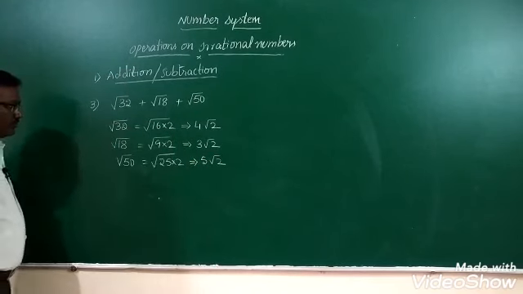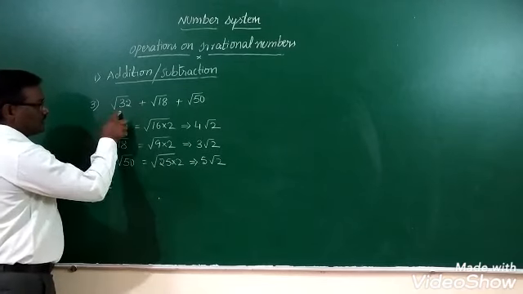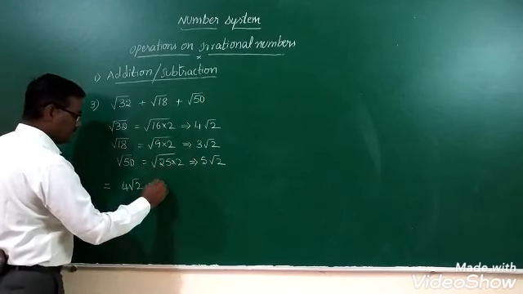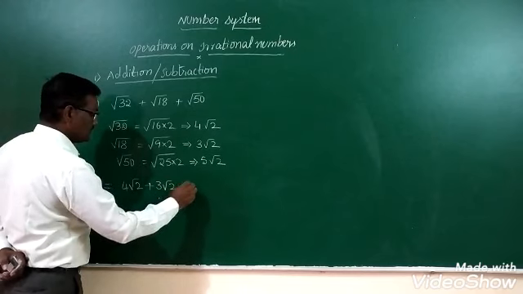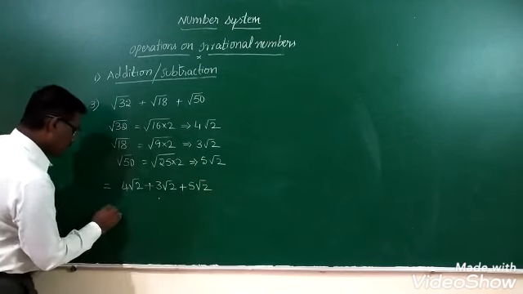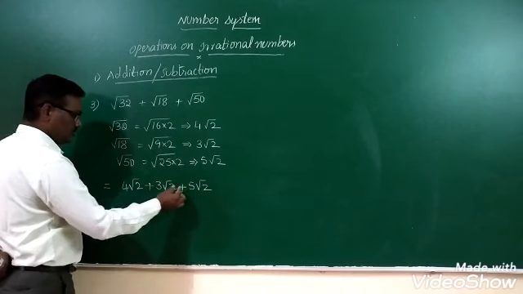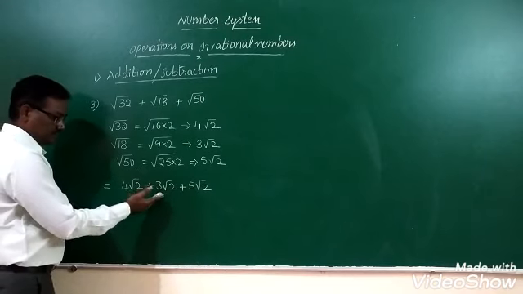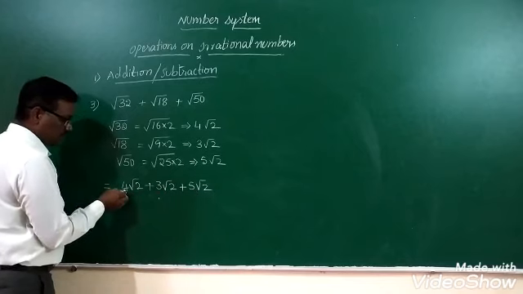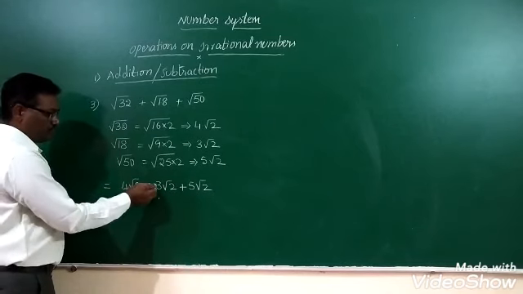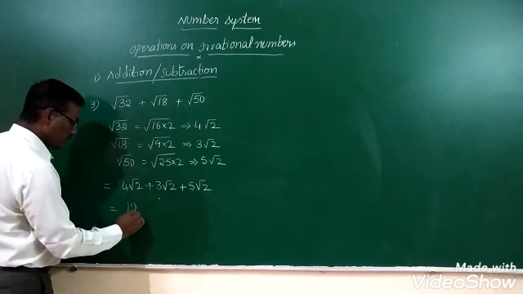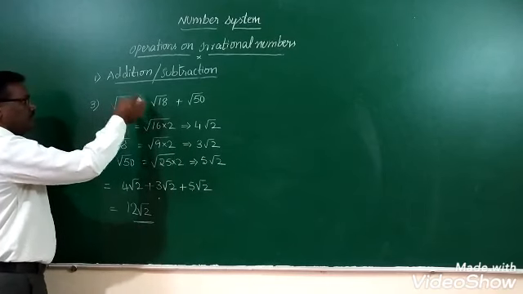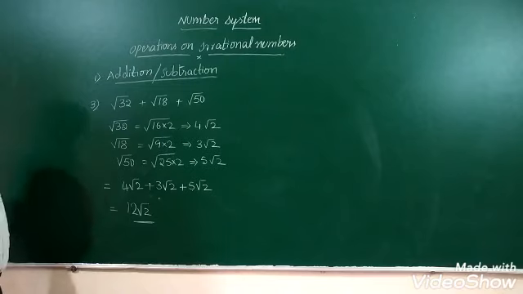Clear now? Therefore, we can add up all. What is root 32 simplified form? 4 root 2 plus root 18 is 3 root 2 plus 5 root 2. Now observe, all are like, root 2, root 2, root 2, like terms, and we can add 4 plus 3 plus 5. Because of rational factors only, we can add 4 plus 3 plus 5, 12 root 2. Yes, this is the simplified form of the given mathematical expression. Is it clear now? Right.